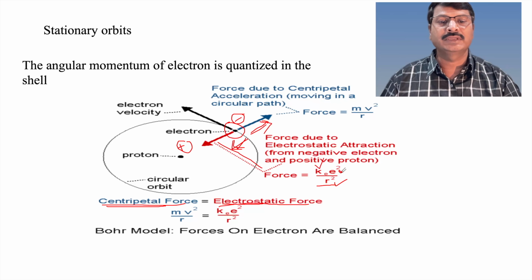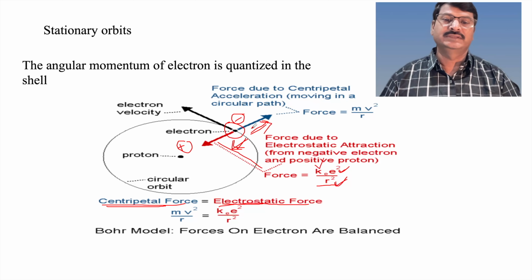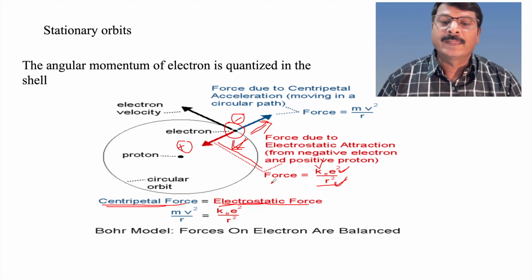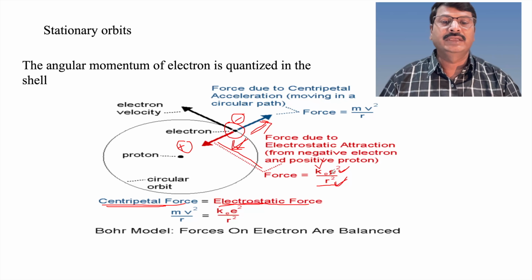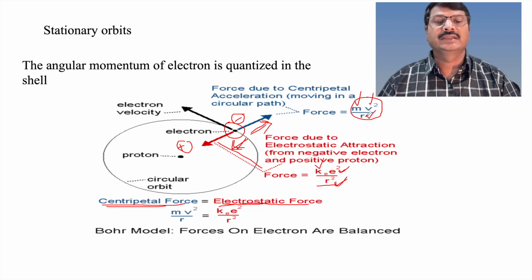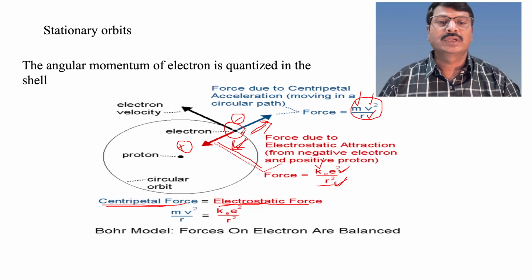It depends upon the charge of the electron and the radius. If the radius is increasing, automatically the attractive force will decrease. So the centripetal force will be equal to Ke E square by R square. Similarly, the centrifugal force is equal to mv square by r. It depends upon the mass of the electron, velocity of the electron, and radius. So the electron has two types of forces, the centripetal force and the centrifugal force.